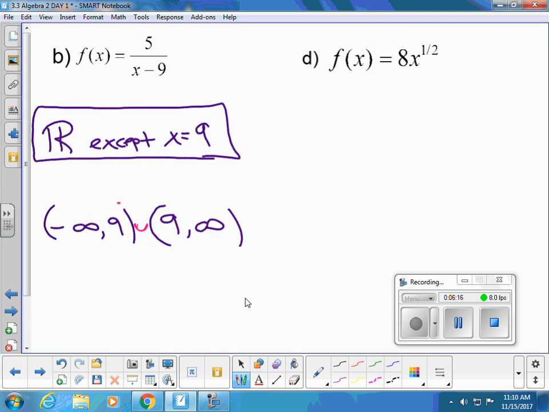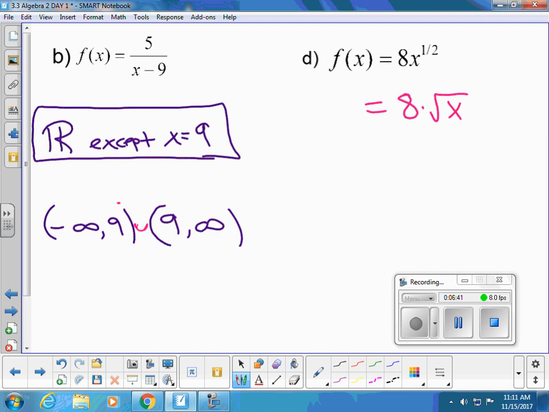All right, in part D, our function is f of x equals 8 times x to the 1/2. How could I rewrite 8x to the 1/2 with radicals? Do you remember from last week? 8 times the square root of x. Right, because the denominator can become the jail guard of the variable. So I rewrote it so we can think about it easier.